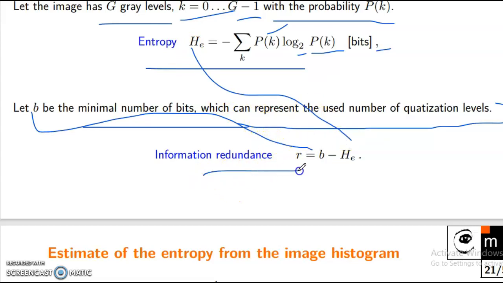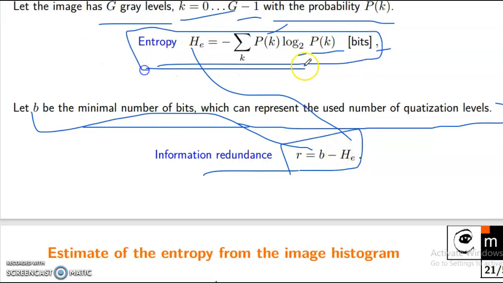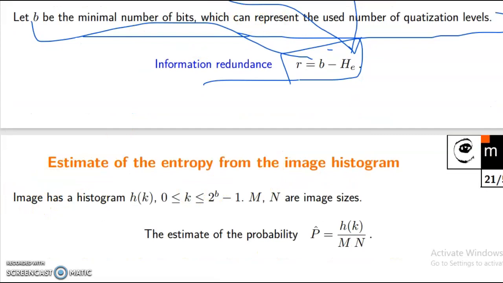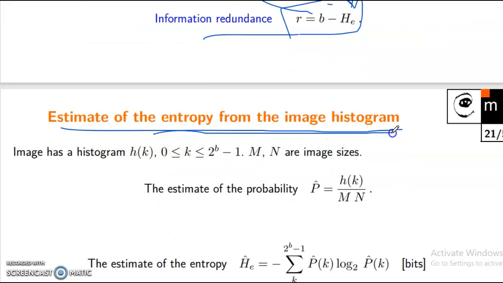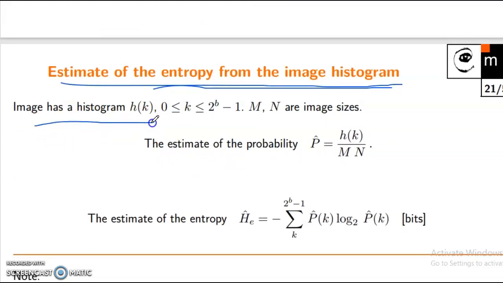Information redundancy is B minus H, that is, minimal number of bits minus entropy. Now the estimate of the entropy from the image histogram. The image has a histogram h of k, with k from 0 to 2 power B minus 1, that is, 0 less than or equal to k, less than or equal to 2 power B minus 1.